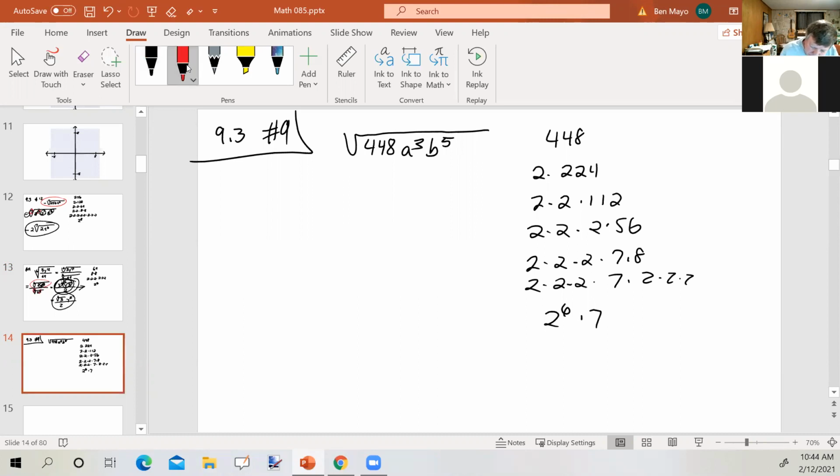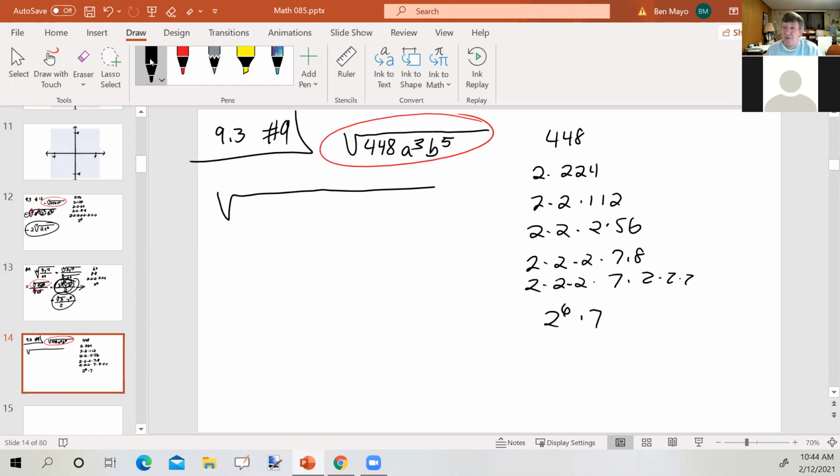All right, so now I'm going to rewrite this radical. My index is a 2, so I want my exponents to be 2's or multiples of 2 or leftovers. 2 to the 6th, 6 is a multiple of 2. 7 is going to be a leftover. A cubed I'm going to write as a squared times a to the 1st power. B to the 5th I'm going to write as b to the 4th times b to the 1st power. So all my exponents are 2's or multiples of 2 or leftovers. For instance, these are all to the 1 power.